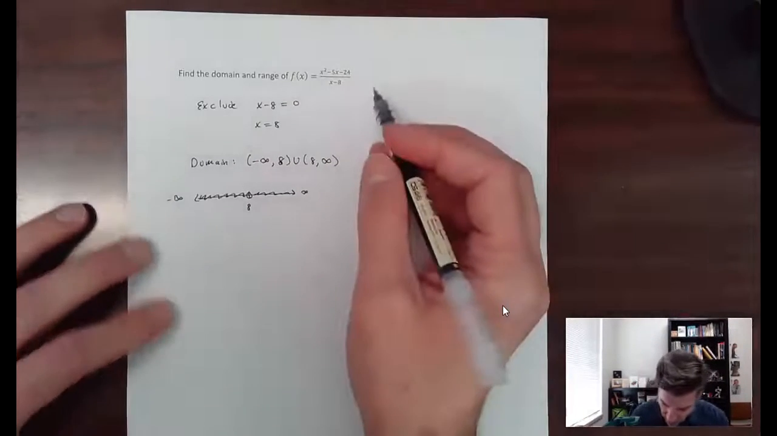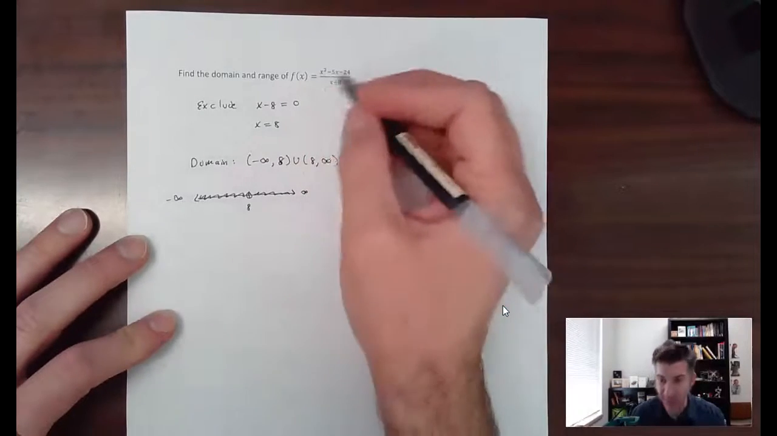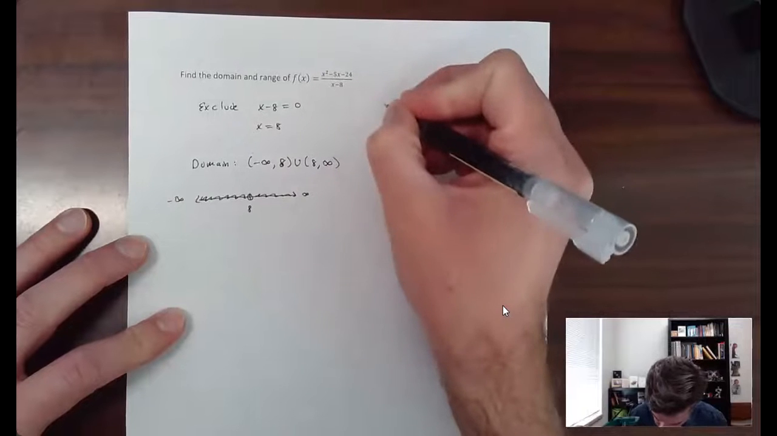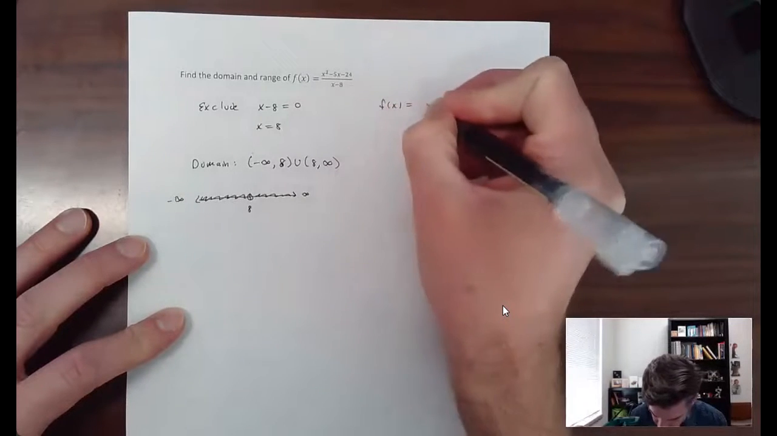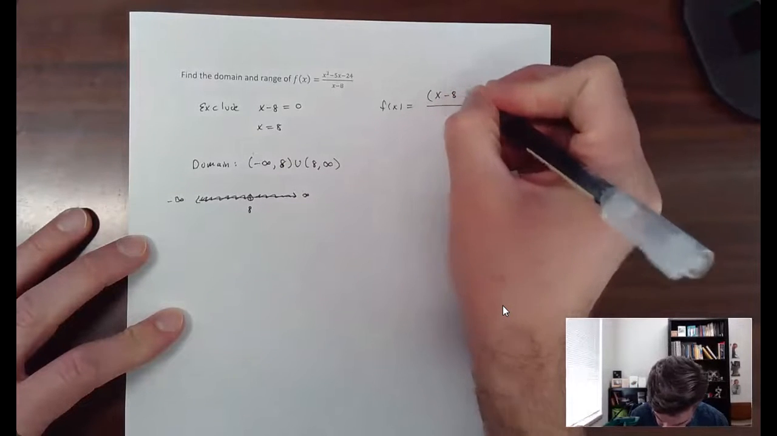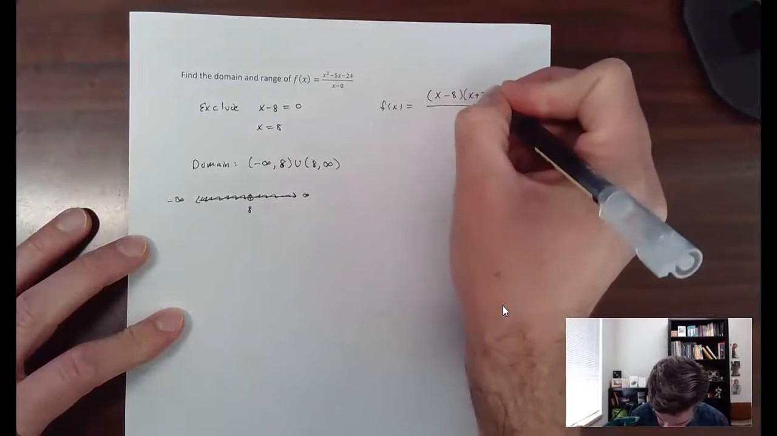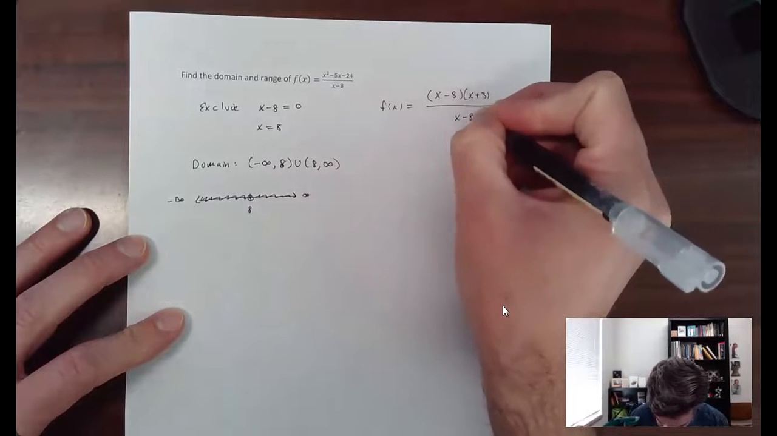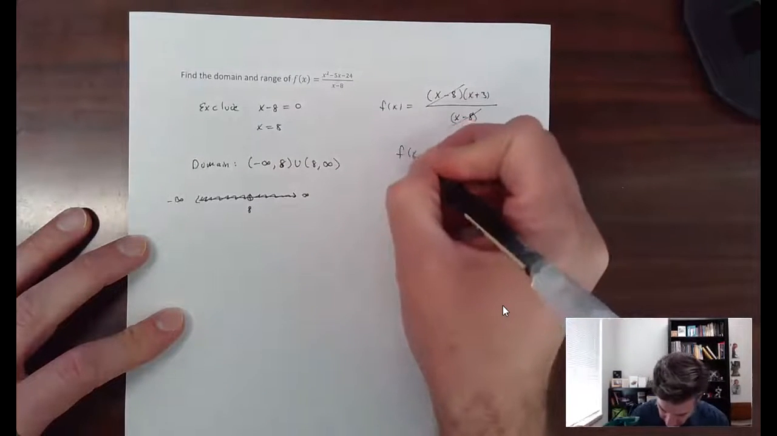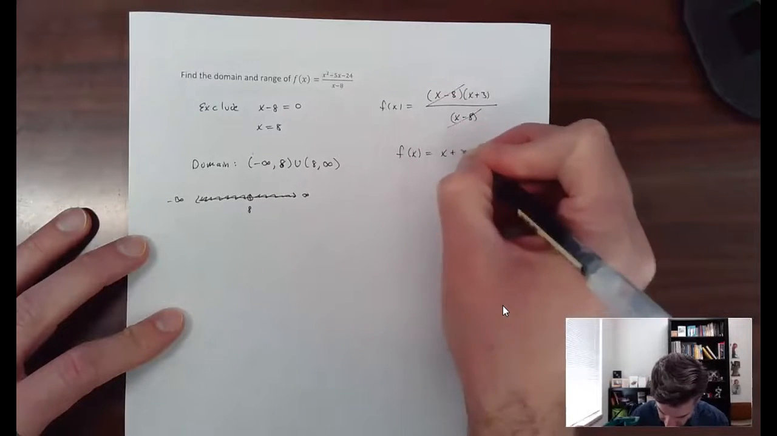So if you look at this, well, this actually simplifies. If we take this function, we can rewrite f of x as the numerator factors as x minus 8 times x plus 3. And that x minus 8 can cancel. So it's kind of true that f of x is equal to x plus 3.